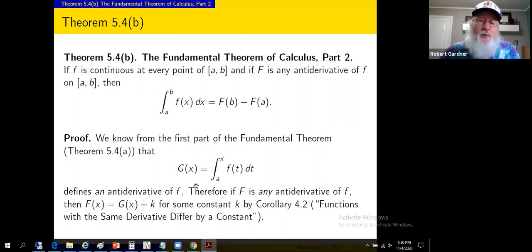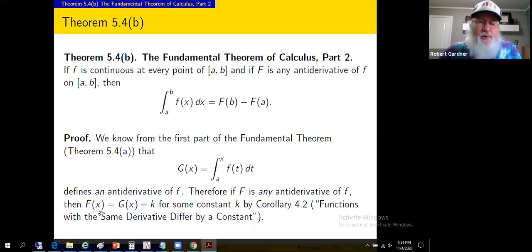So G is something you differentiate to get lowercase f. Well, that is, G is an antiderivative of lowercase f. They made a statement up here that we could use any antiderivative. Well, G is some antiderivative. If capital F is any antiderivative of lowercase f, then you know capital F of x equals capital G of x plus k for some constant k.